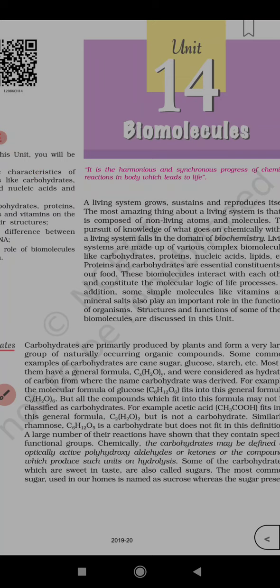Similarly, the carbohydrates which are sweet are called sugars. The most common sugar used in our homes is named sucrose, the sugar we use.